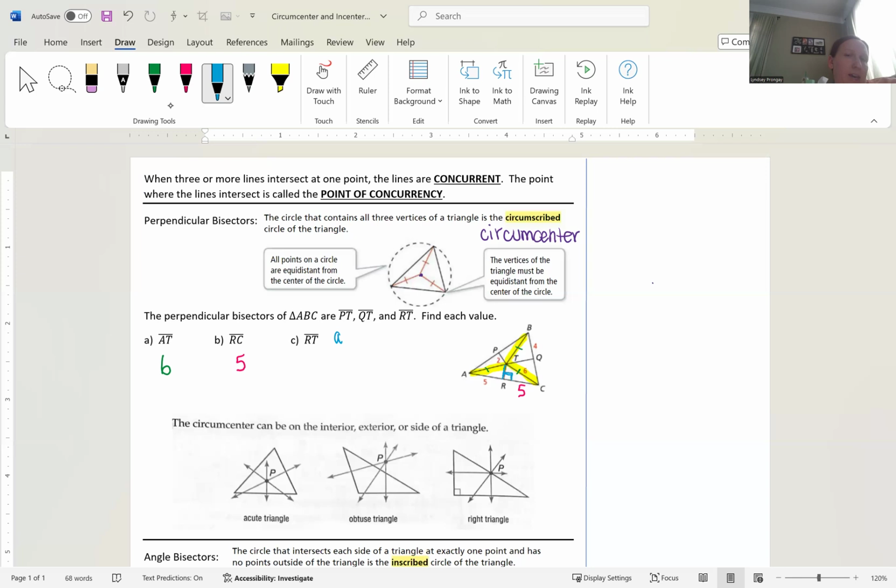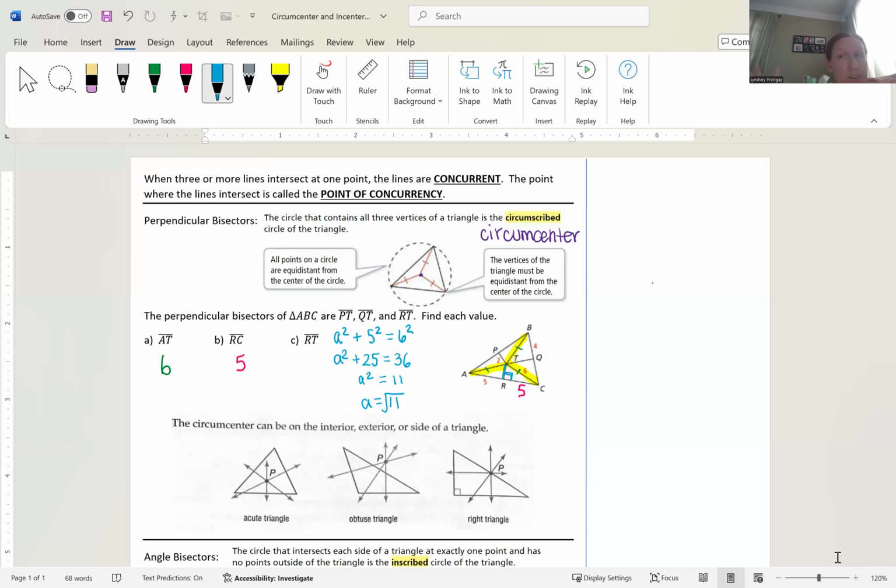So we'll say something like a squared plus 5 is the other leg, so 5 squared, equals the hypotenuse squared, which is 6 squared. So we have a squared plus 25 equals 36. We'd subtract 25 from both sides. So a squared equals 11. And then square root both sides. Normally we would say plus or minus, but it's geometry, so a side can only be positive. So square root of 11. So RT is going to be square root of 11.